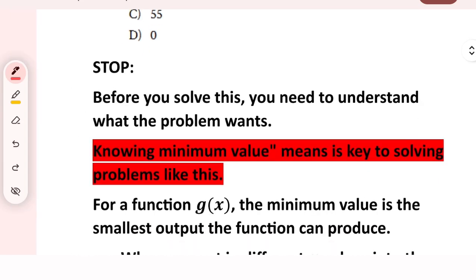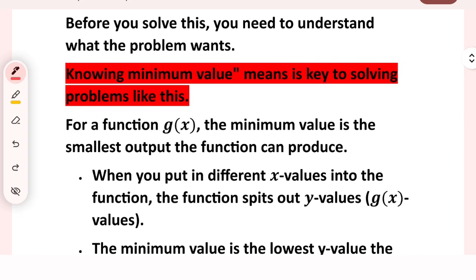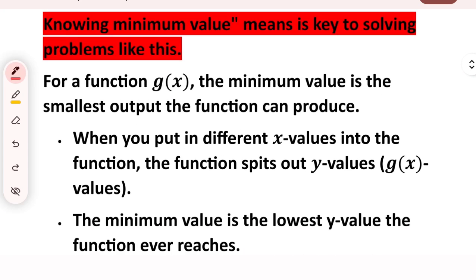For a function g of x, the minimum value is the smallest output the function can produce, because that is the role of the function. You put a value of x in the function, and the function would spit out an output, which is a y value of the g of x. So g of x is in terms of x. You put in a value of x, and then you solve, and it will give you a corresponding y value, or the value of your function.